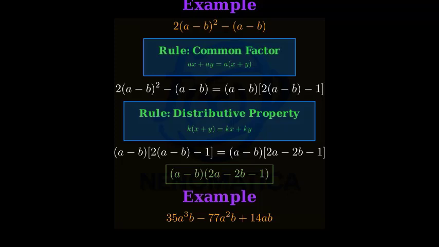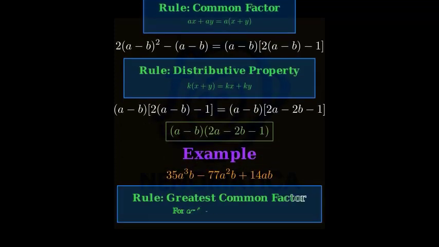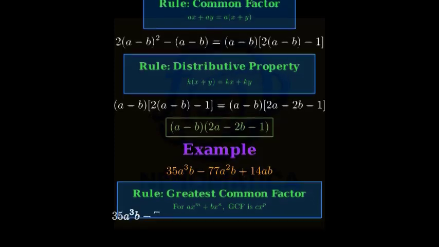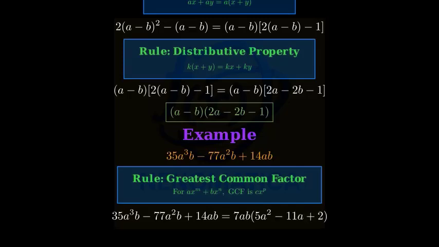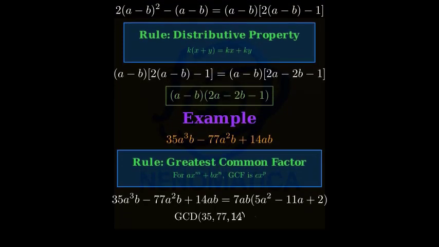In this example, we need to identify the greatest common factor among all terms. The process is to find the highest power of each variable that appears in every term and the greatest common divisor of the coefficients. Looking at our expression, we can see that each term contains ab, but the powers of a vary. The highest common power of a is a to the power of 1. For b, it's also power of 1. For the coefficients 35, 77, and 14, their greatest common divisor is 7. So our common factor is 7ab.